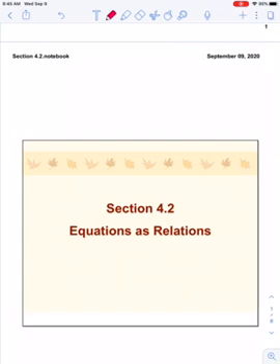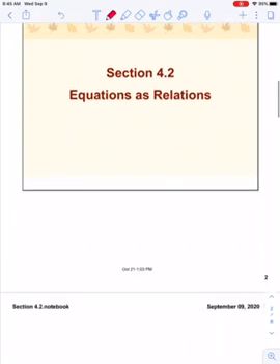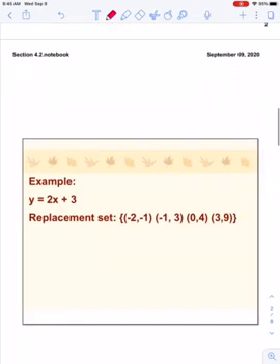We're doing equations as relations today. We're still working with domains and ranges. It's just going to depend on what pieces are given to you, and what you're being asked to find is going to change based on the question. So you just have to make sure you're really looking at the directions, look at what's given to you, and then try to get it from there.